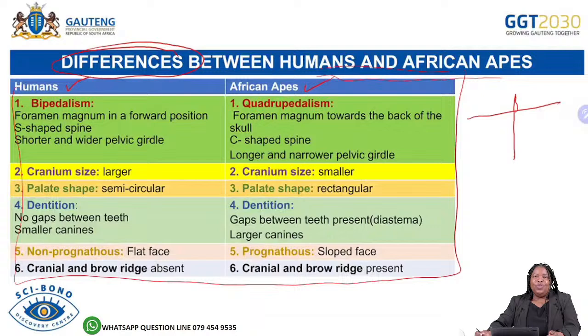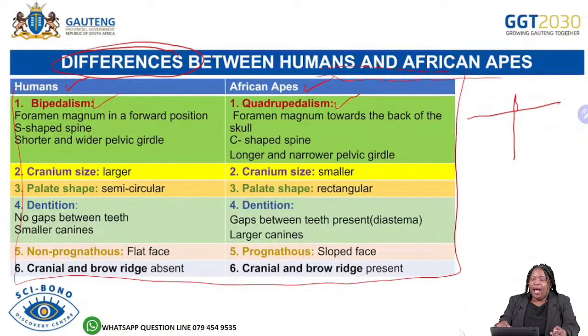Now, differences between humans and African apes. Humans, we say they are bipedalism, right? Now, you need to understand what is bipedalism. And we are saying African apes are quadrupedalism, right? So, when we say humans are bipedalism, it means they can move from one point to the other using your 2 legs, right? Hence, we are saying you are bipedal, right?